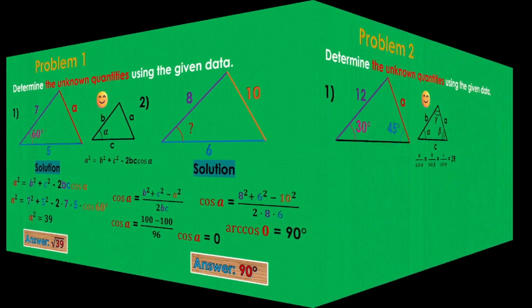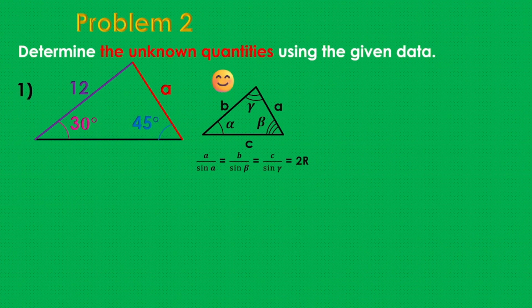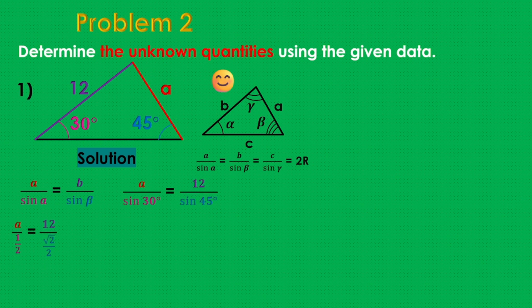Problem number 2. So in this problem we're going to use the law of sines. We need to find the length of side a. After substitution we have that a divided by sine of 30 degrees equals 12 divided by sine of 45 degrees. Now we use the rule of proportion. And now we have that a equals 12 times 1/2 divided by square root of 2 over 2, which is equal to 6 divided by square root of 2 over 2, which is equal to 12 divided by square root of 2, which is equal to 6 square root of 2.